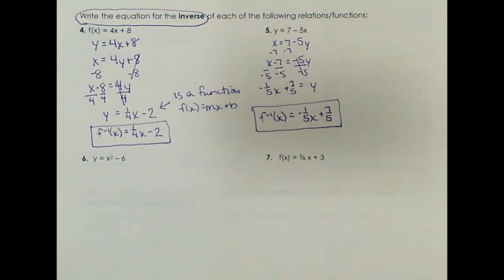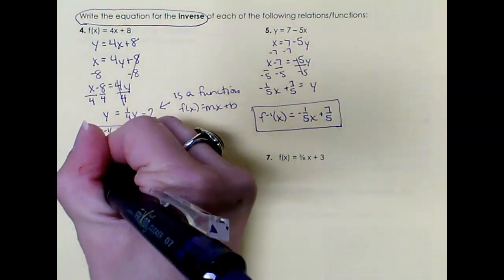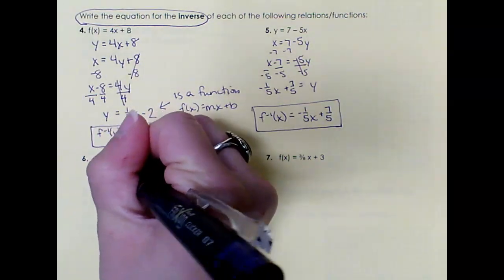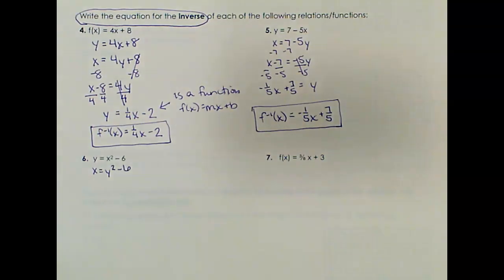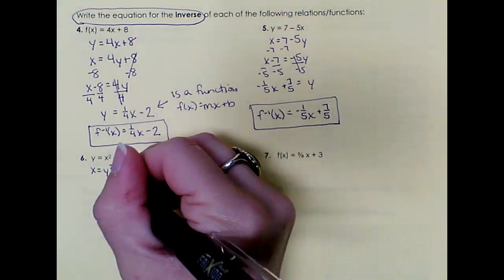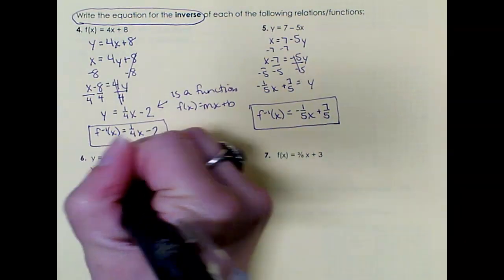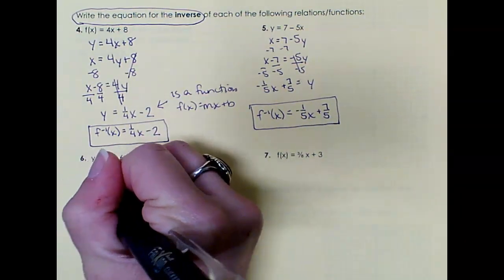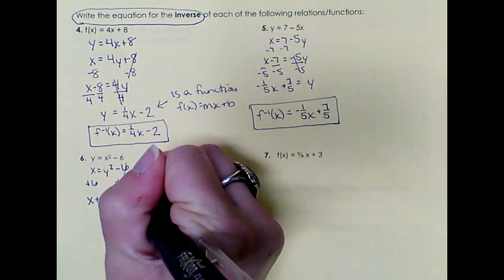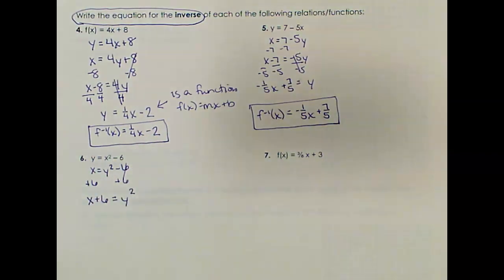So let's go on to number 6. Number 6, to find the inverse, what do I do with x and y? You switch them. So rewrite with them switched. You need to solve for y, so you move the constant. But this is a little different.